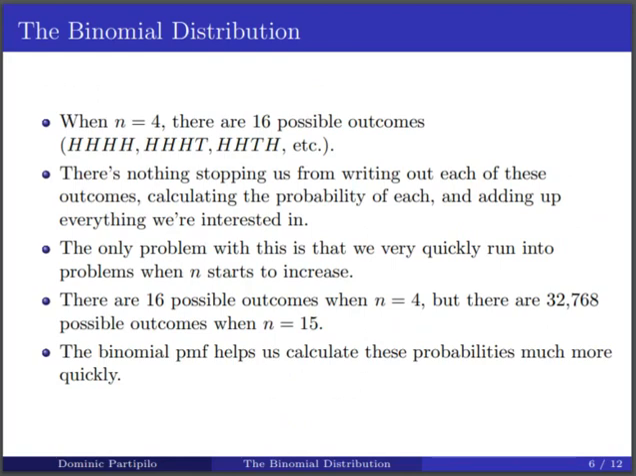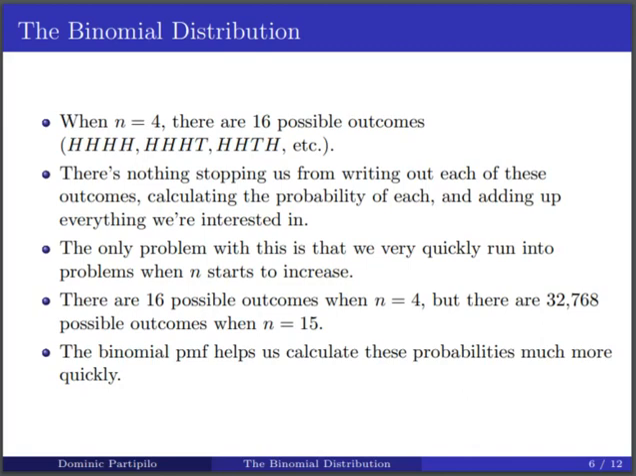Now, going a little bit further into the example we just did, when n is equal to 4, there are 16 possible outcomes of this experiment. And we could list them all out: heads, heads, heads, heads; heads, heads, heads, tails; heads, heads, tails, heads. There would be 16 of them, and there's nothing stopping us from doing that.